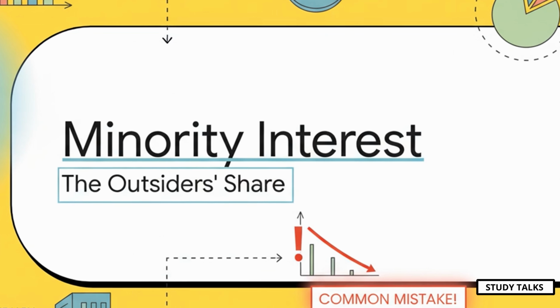All right, we've nailed goodwill. Now let's talk about the other side of the coin, minority interest. I mean, if we own 70%, someone else owns the other 30, right? We need to figure out their share. Sounds easy, but it gets really tricky when the subsidiary starts losing money.